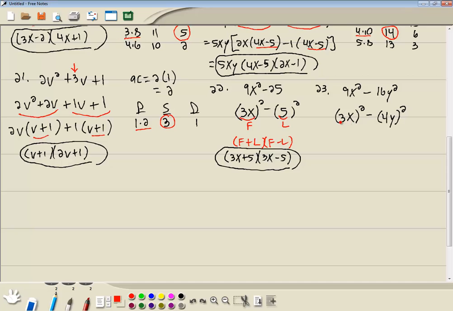I'm going to label what's inside the first set of parentheses F for first, and what's inside the last set of parentheses L for last. And this formula is F plus L times F minus L. Everywhere there's an F, you'll plug in 3x, and everywhere there's an L, you'll plug in 4y. So we got 3x plus 4y times 3x minus 4y. And that would be your answer.